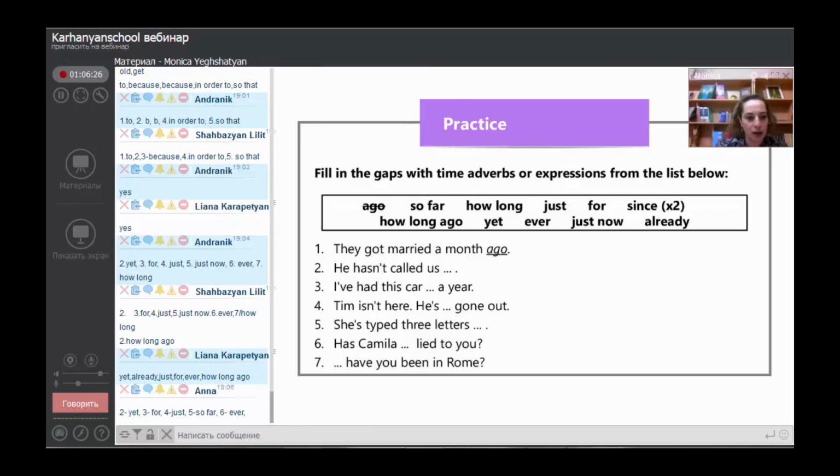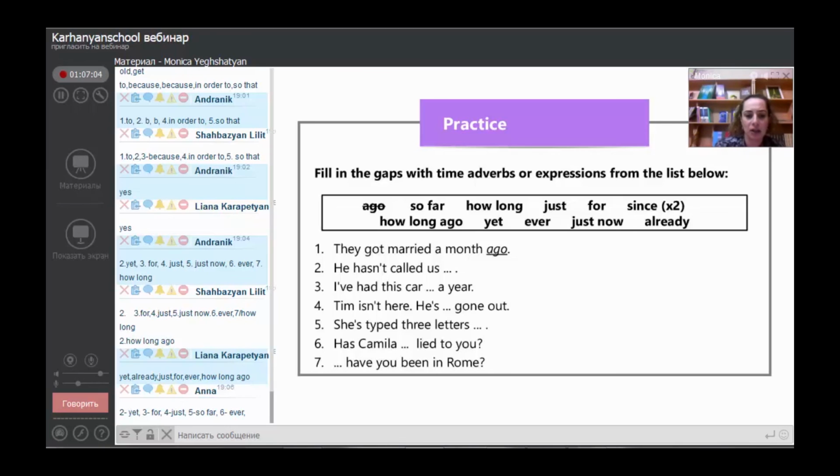Okay, thank you, my students. You are too smart. Okay, now let me read the correct answers. They got married a month ago. Yes. He hasn't called us yet. Yes, Lilith and Andranik. Okay. The third one. I have had this car for a year. Because it's already a year, the period of time that I have this car. Okay? Okay, Lilith.